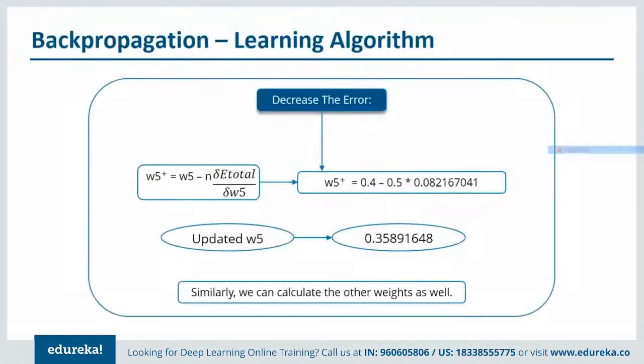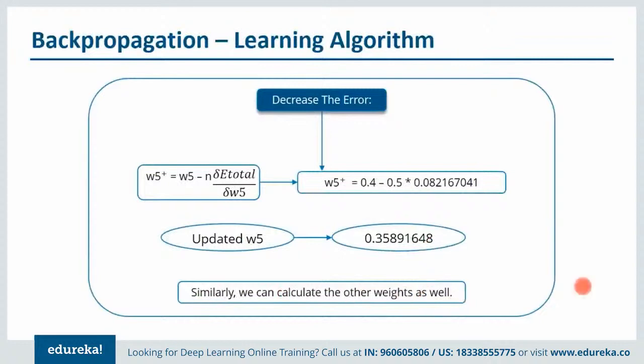First thing we need to do is follow this formula. W5 plus, which is nothing but the updated weight, is equal to W5 minus the learning rate into delta of E total by delta of W5. Which came to around 0.35891648. Similarly, we can calculate the other weights as well.